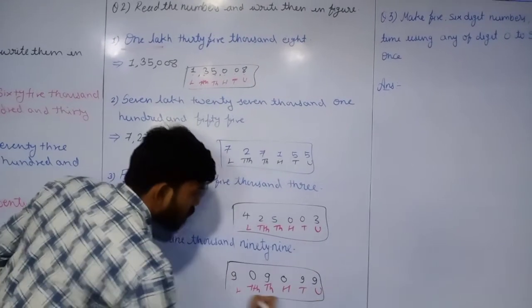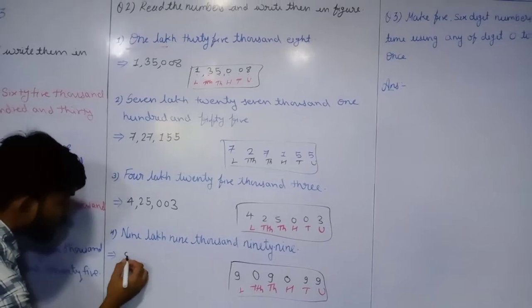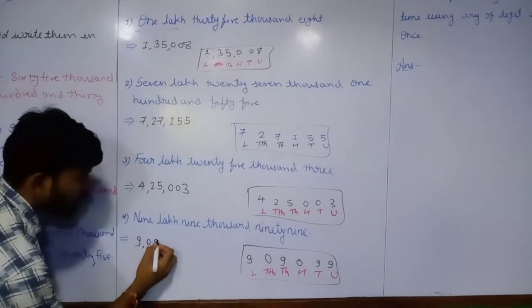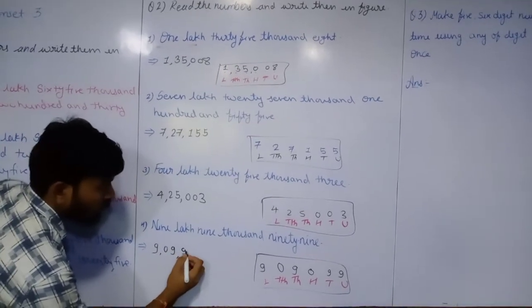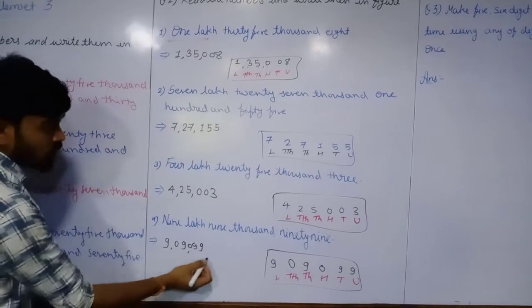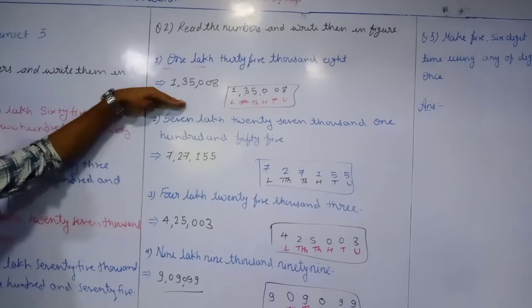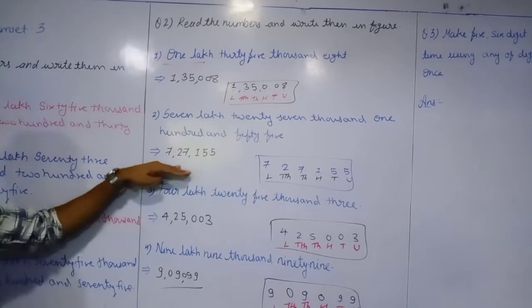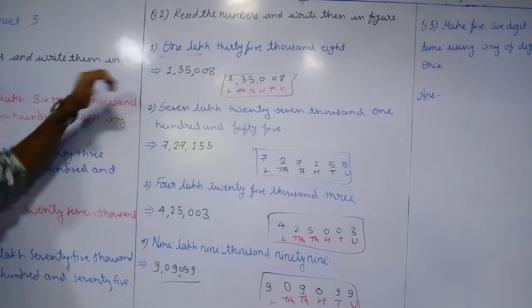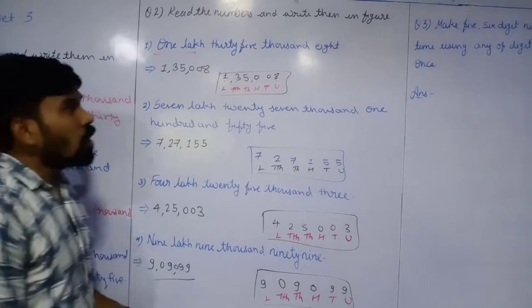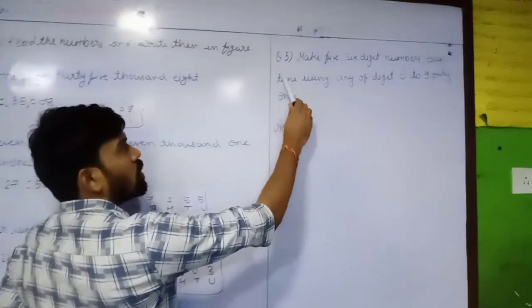So this way we can convert that: 9,09,099. Yes. So this way we can convert the given numbers, whatever we have in words, into digits, into figures. Now come to the third question.